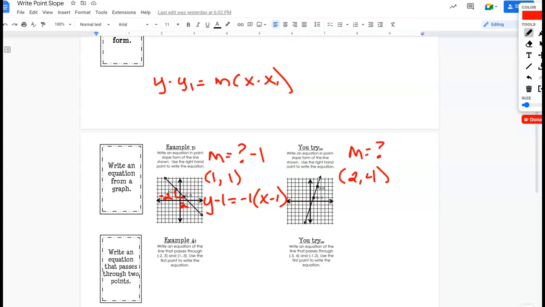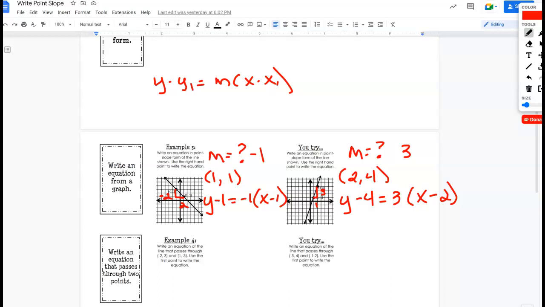Okay, so for this one, it tells you to use the right-hand point again, which is 2, 4, and you need to calculate the slope. So calculating the slope of this line, the slope here is 3/1. I know it's a little small, so the slope is +3, and the point they asked us to use was 2, 4. So again, I'm going to write y, and I'm going to do the opposite of the y coordinate, so y minus 4 is equal to the slope 3 times x, and then do the opposite of the x coordinate, x minus 2.